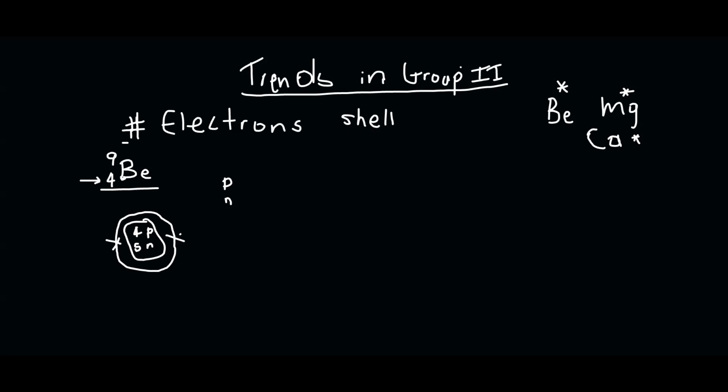We have 2 here. So how many remain to go on the second shell? No, remember, the atomic number tells the amount of protons, and it also tells the amount of electrons. So if the first shell has 2 electrons, how many are remaining on the second shell? 2. Good.